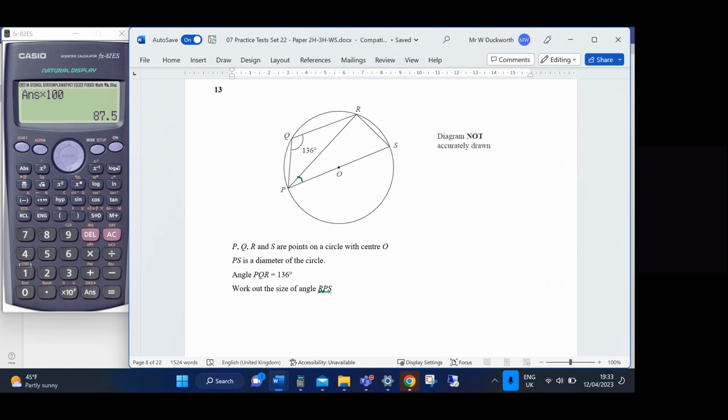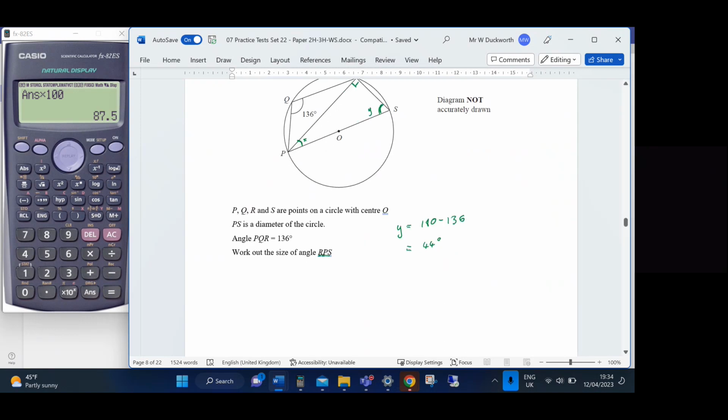Okay, so this isn't too bad at all. It doesn't ask for reasons why, but we've got the diameter will make a 90-degree angle with the circumference, and then opposite angles of a cyclic quadrilateral will be equal. So if I say that y is going to be equal to 180 minus 136, then that tells me that y would be equal to 44. It doesn't ask for the reason, but the reason for that is the opposite angles of a cyclic quadrilateral, a quadrilateral made out of a circle, will always add up to 180.